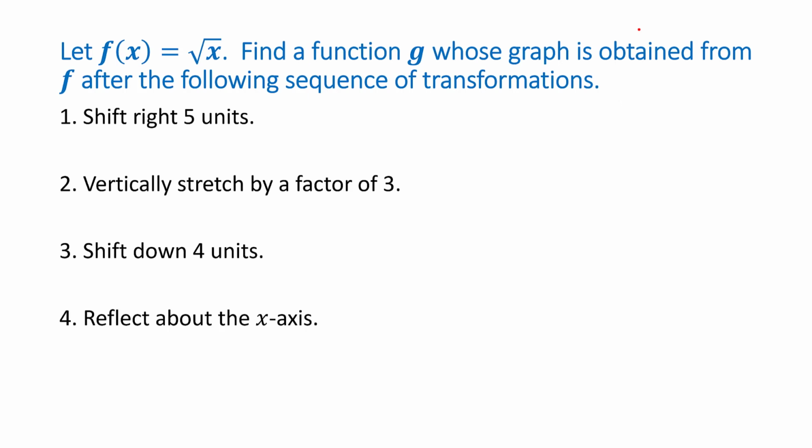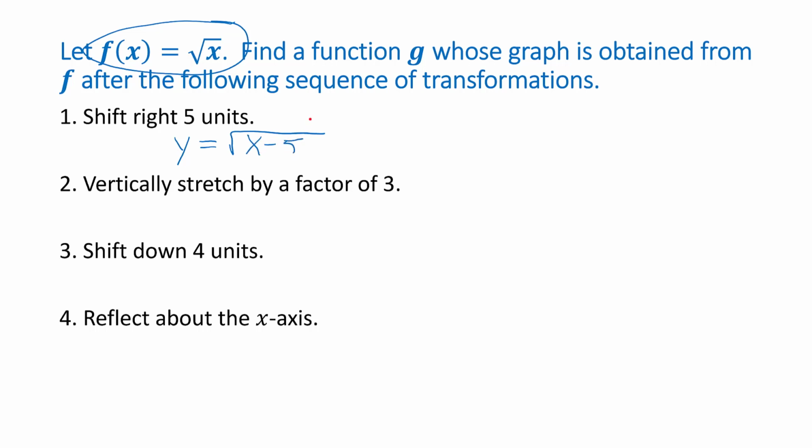This is where we're going to let f of x equal the square root of x, and we're going to find a function g whose graph is obtained from f after the following sequence of transformations. The first thing we want to do to f of x equals square root of x is shift its graph to the right by 5 units. The corresponding function we would use to do that would be y equals the square root of shifting right 5 units. We'd think, well, would that be x plus 5? No, it's x minus 5. Remember, right and left is the opposite of what you'd expect.